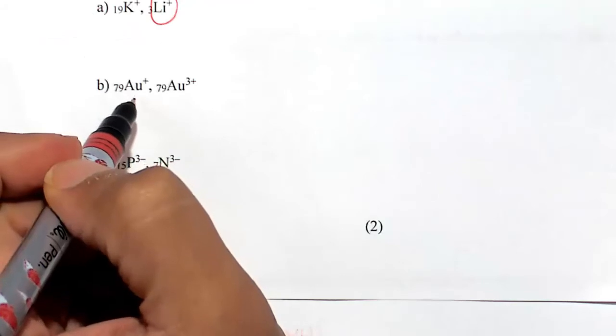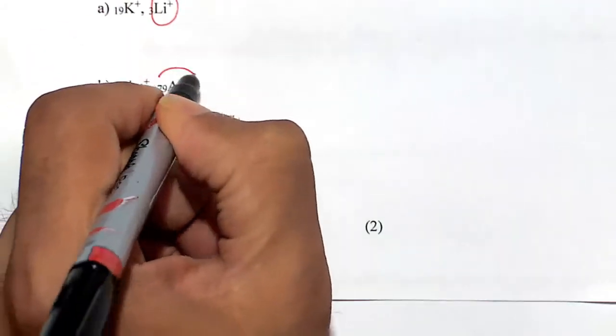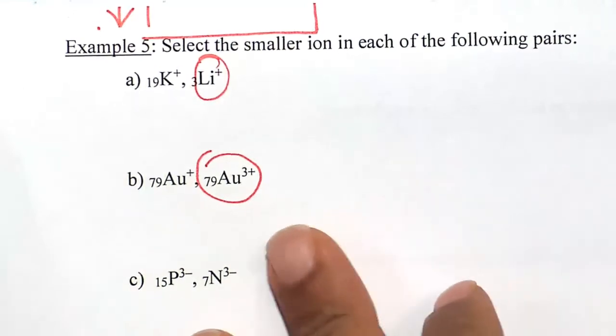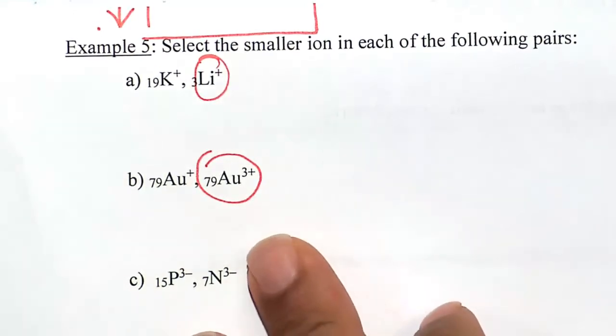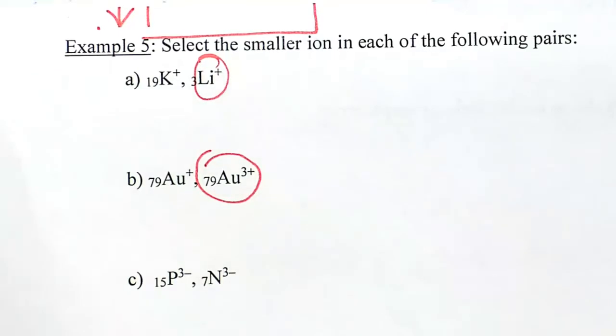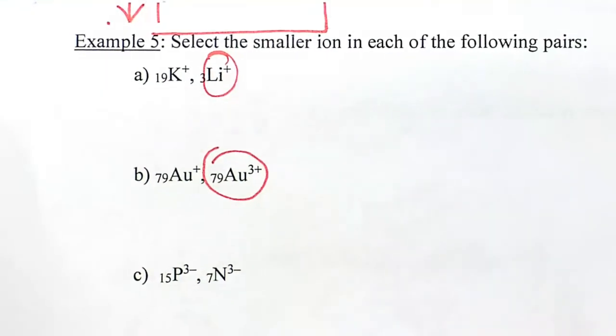Gold is Au plus 3 versus plus 1. Obviously, if you lose 3 electrons and all of that associated electron density, you're going to be smaller. So Au plus 3 is smaller than Au plus, because if you lose 3 electrons and their associated electron density, you'll be smaller as compared to losing only 1 electron.